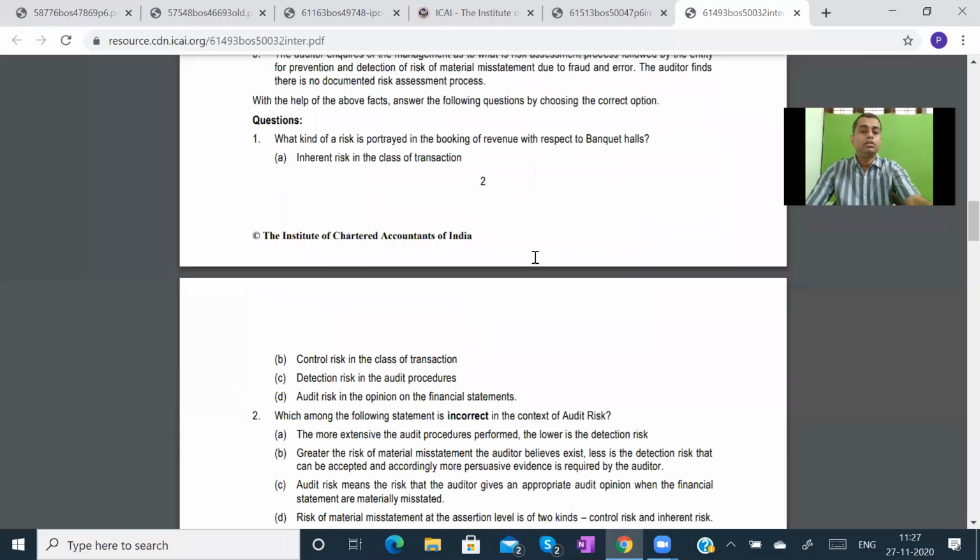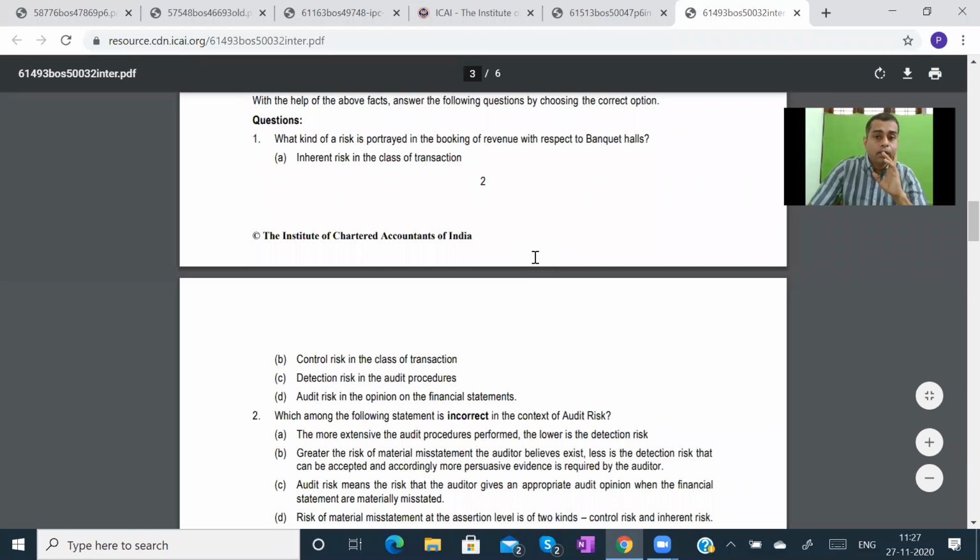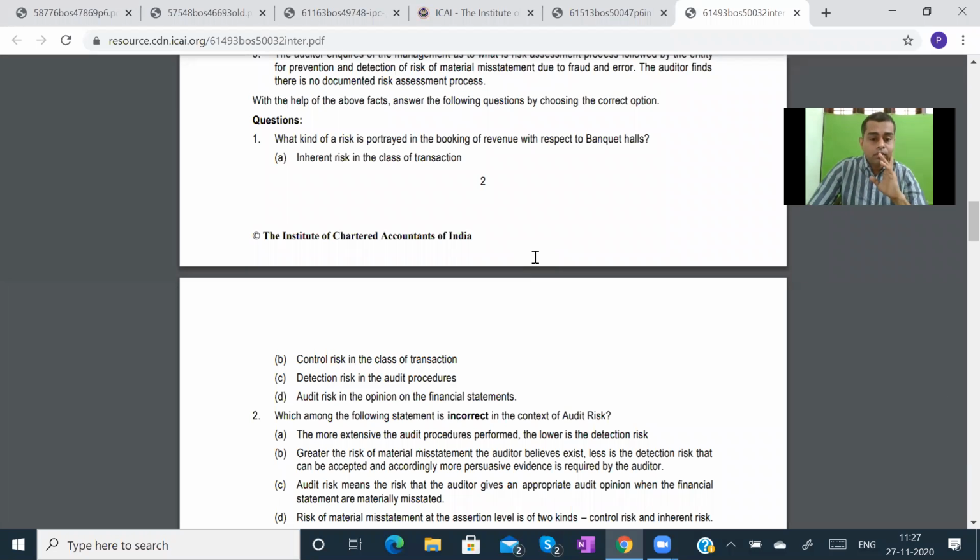What kind of a risk is portrayed in the booking of revenue with respect to banquet halls? Option A, inherent risk in the class of transaction. Option B, control risk in the class of transaction. Option C, detection risk in the audit procedures. D, audit risk in the opinion on the financial statements. Tell me the answer. Guys, tell me the answer in the chat box. B is the correct answer. Continue.